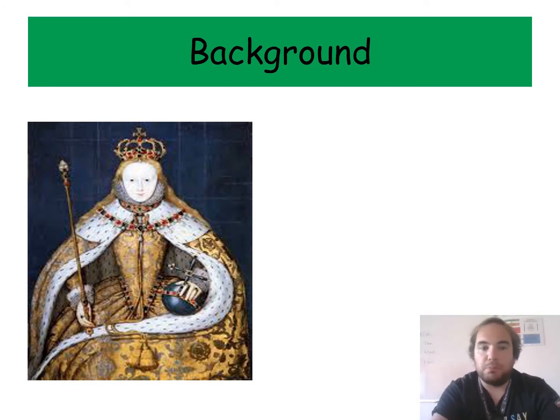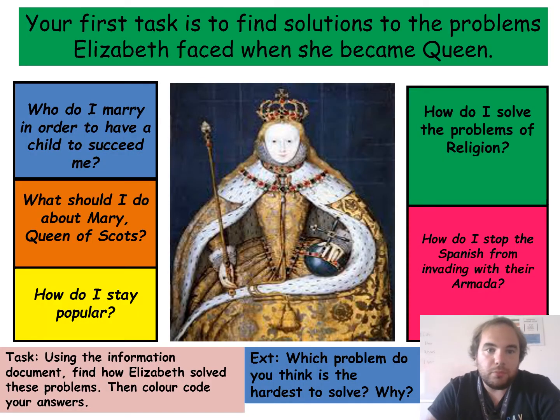But that wasn't the only problem she faced, and many of those problems were caused by kings and queens before her. So we really have to dive into tackling that question of how successful she was at dealing with her problems. Now, as you can see from this chart, there were 5 real key problems: her succession, the issue over what to do about Mary, Queen of Scots, how to stay popular, how to solve the problems that she faced with religion, and finally, how does she stop the Spanish from invading? Again, very key, and those last two are quite linked.